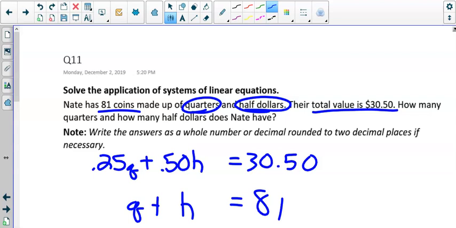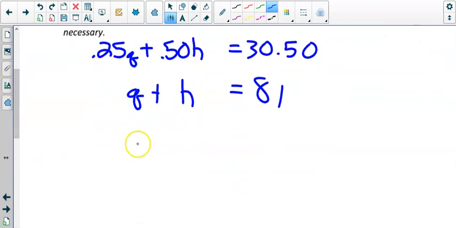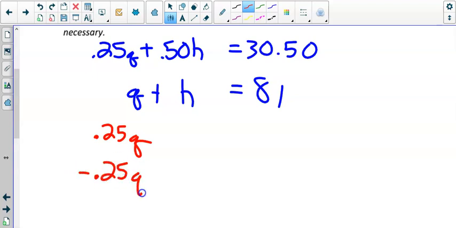You can do elimination, you can do substitution, you can try graphing if you know how to work your calculator really well. The easiest one on this one, I do elimination. Logan, pick a variable, Q or H? Q. All right. So what number am I going to turn Q into? Because I got a 1 and I got a 25 cents. Negative 25. Good. So I want a positive 25 and I want a negative 25.